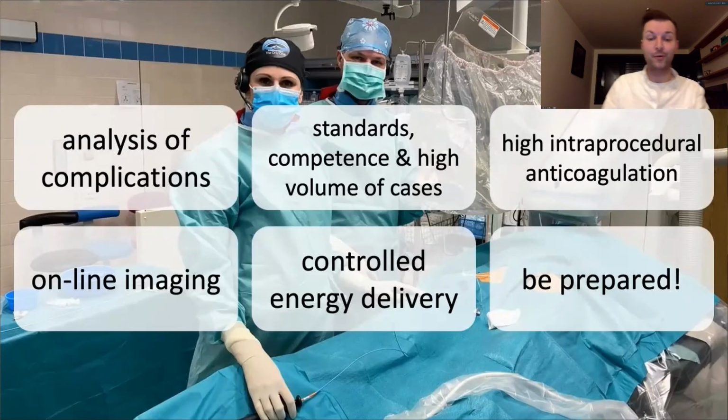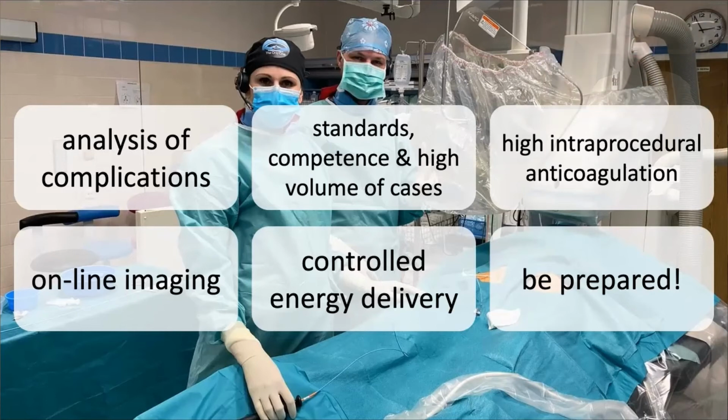Finally, I would like to highlight the most important things in improving safety in the EP lab: analysis of complications, standards, competence and high volume of cases, high intraprocedural anticoagulation, online imaging, controlled energy delivery, and being prepared. These are the most important things we can do for the patient's safety.